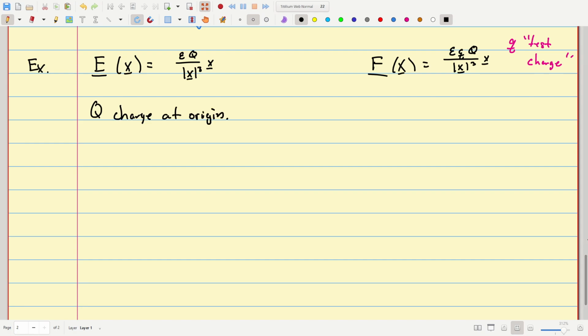So Q is the charge at the origin. And X is a position vector XYZ.